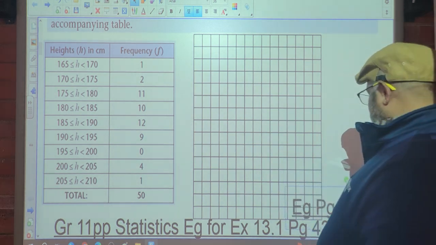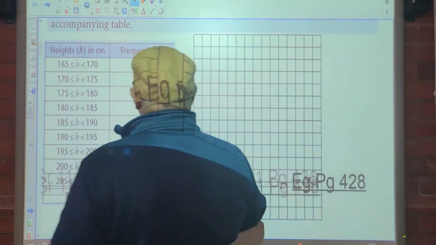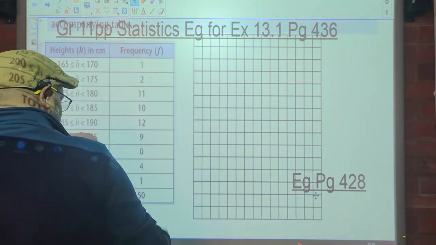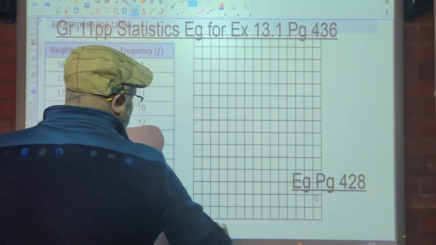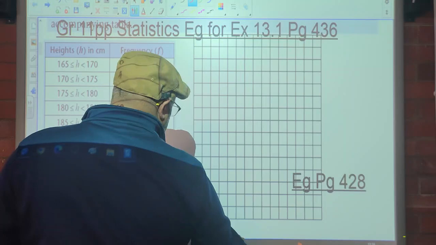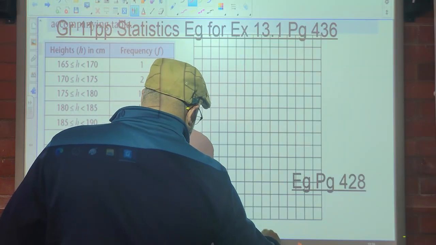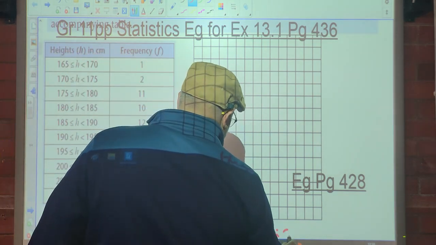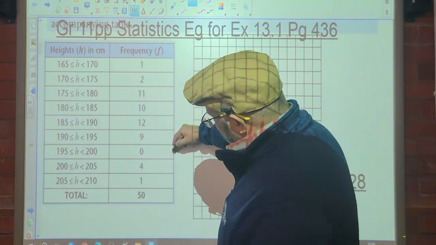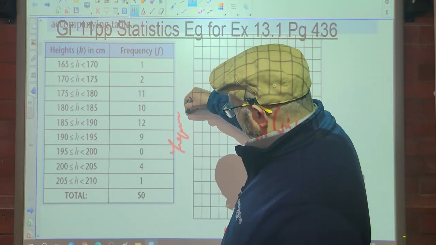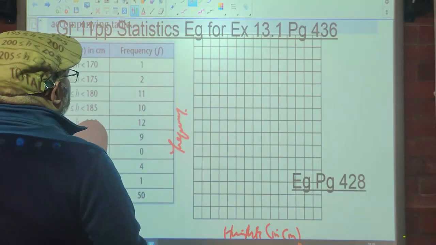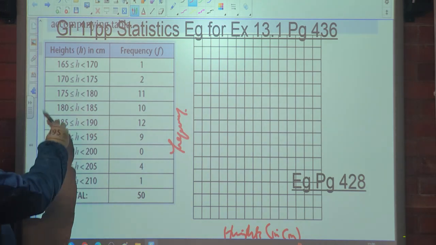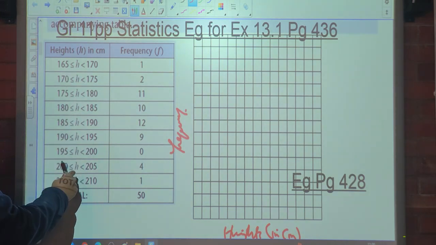Okay. So what we have, put this right on top, is that on our horizontal axis we're going to have the heights. The interval, height in centimeters. And then of course here we always have our frequency. So if you're going to start with 165, how many classes do you use? 1, 2, 3, 4, 5, 6, 7, 8, 9.